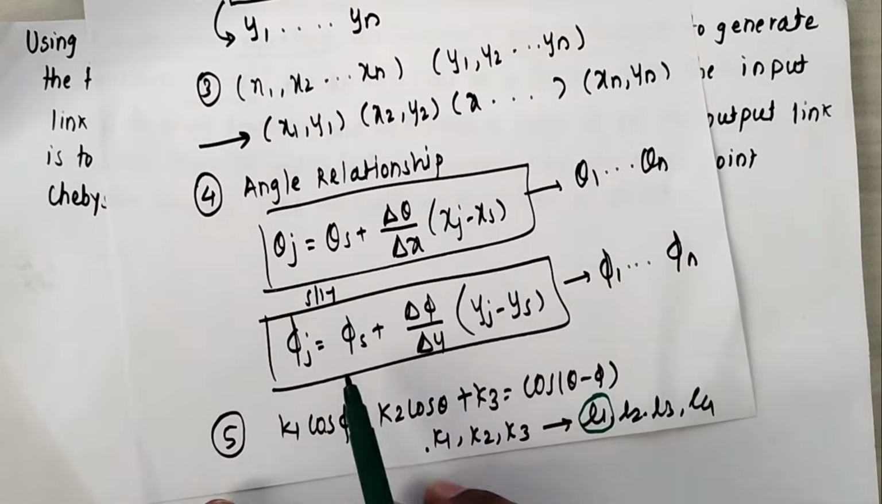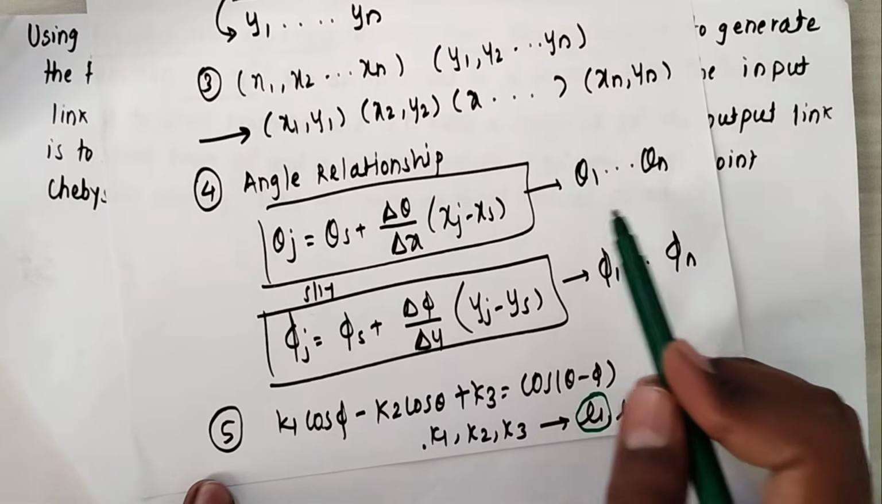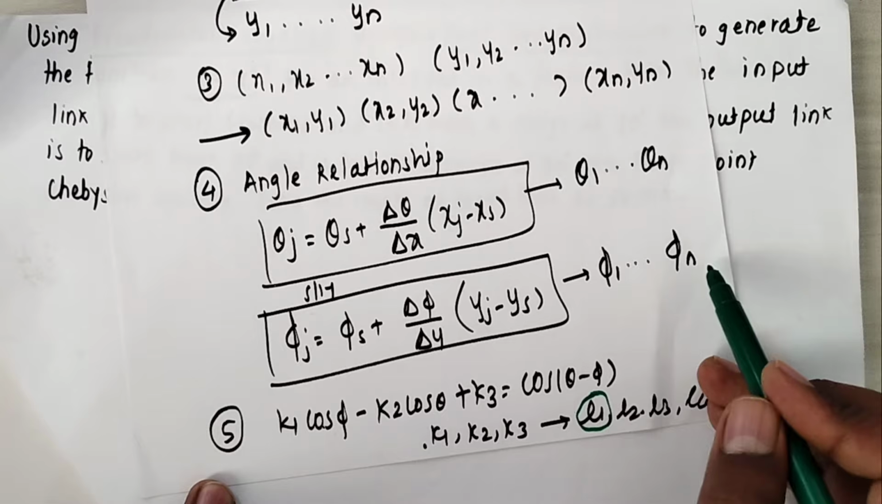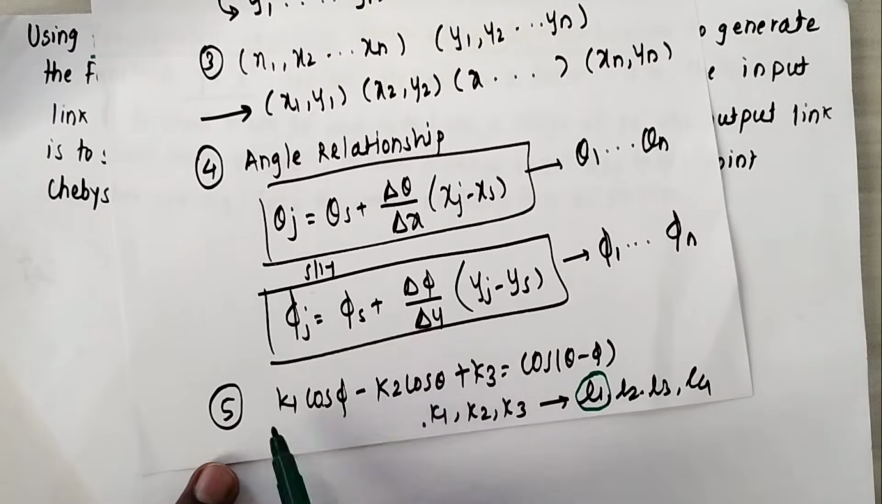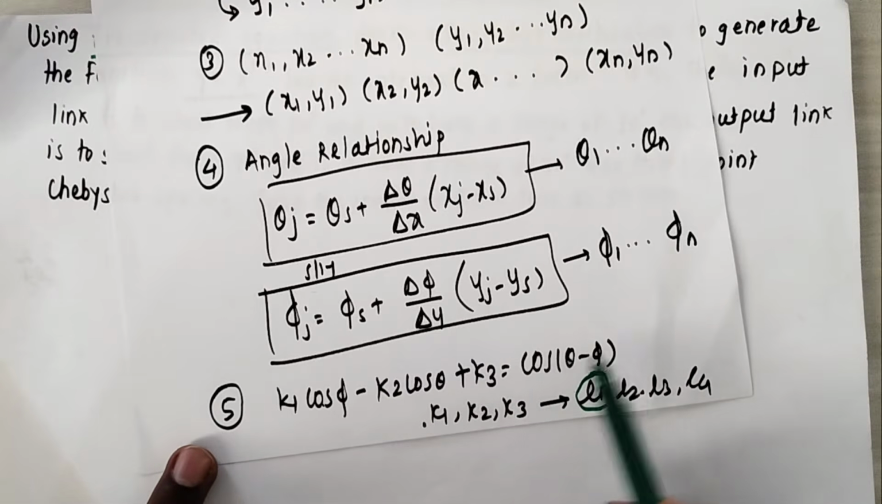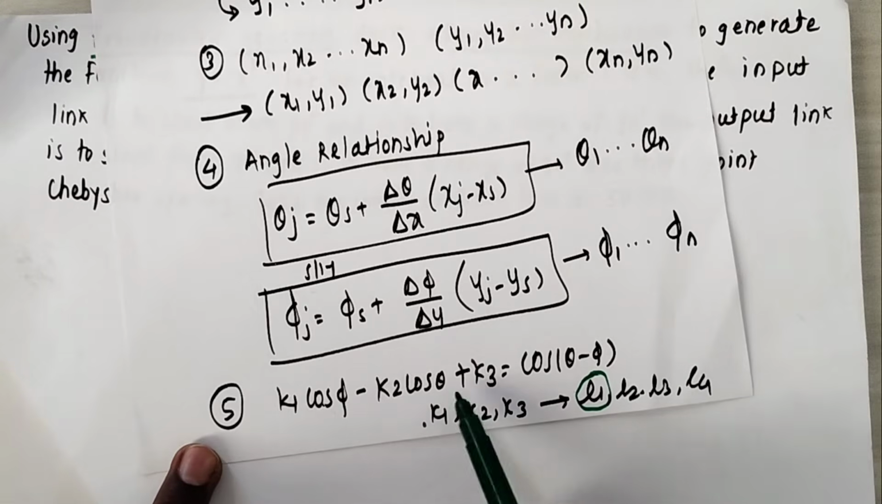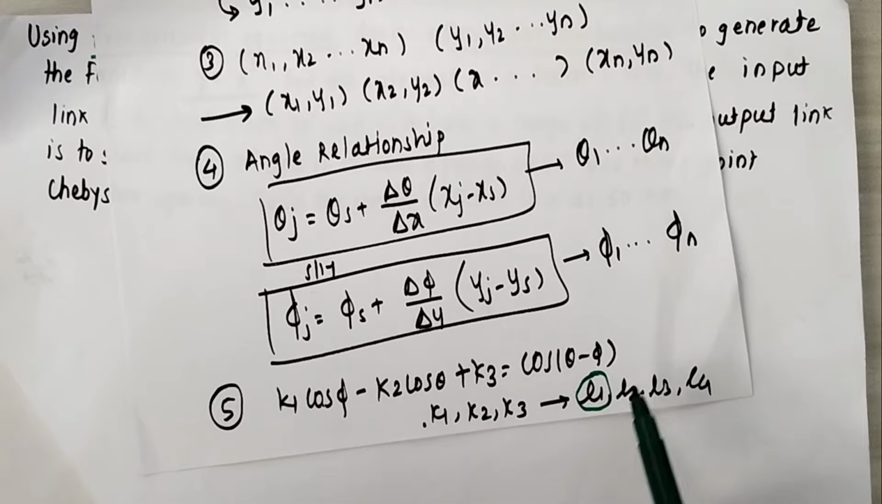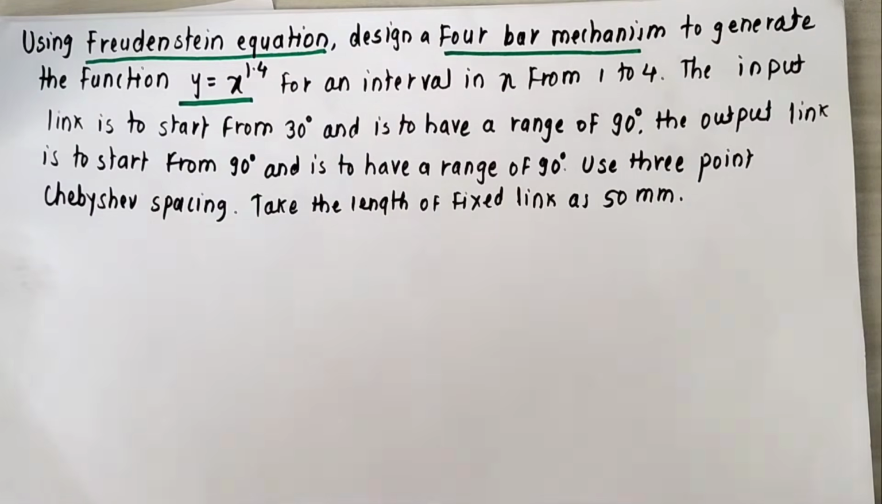And in the final step, once we get theta 1 to theta n, let's say in this case it is theta 1, theta 2, theta 3, phi 1, phi 2, phi 3, then we'll use Freudenstein's equation for the three positions given. We'll solve those three equations to obtain k1, k2, k3, and then finally we'll get the dimensions of the link lengths. So this is your procedure. Now we'll see how to use this procedure to solve a given numerical.